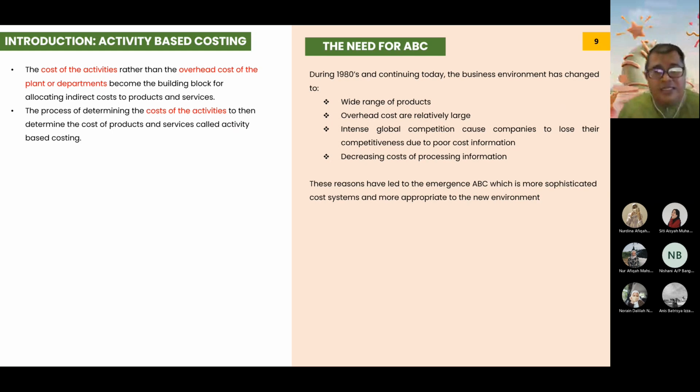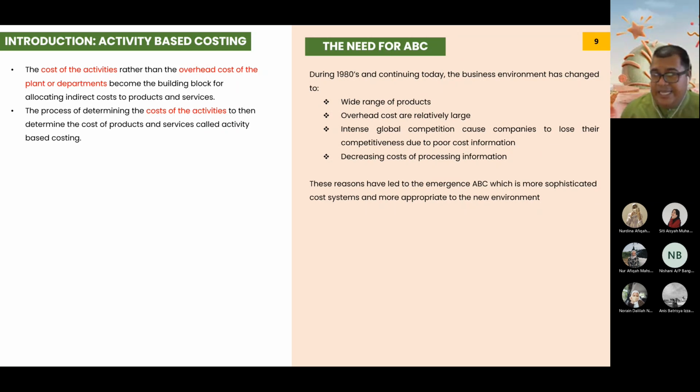Okay, kita nak check cost untuk setiap activity. Untuk setiap department, rather than kita ambil je macam single wide rate tadi tu untuk kita charge semua. Okay, we want to see the cost of the activities rather than the overhead cost of the plant ataupun department. Then the process of determining the cost of activity to then determine the cost of product and services is called activity based costing. Okay, kita nak tengok cost untuk setiap activity tu.